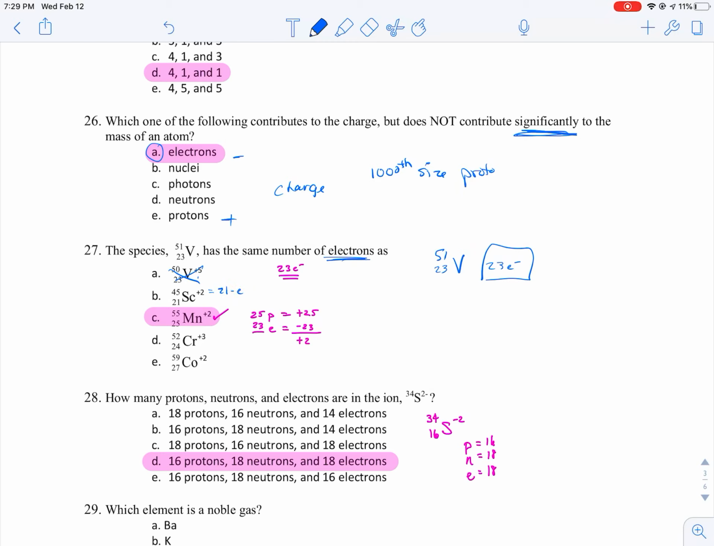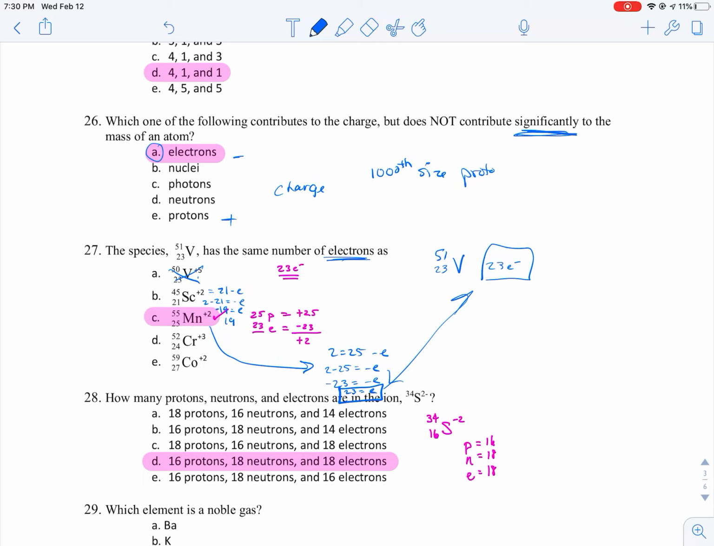So 2 equals 21 minus the number of electrons. So 2 minus 21 is your negative number of electrons. So negative 19 is your number of electrons. So that one has 19. So that's your scandium one. And this one is 2 equals 25 minus your electrons. So 2 minus 25 is equal to your negative electrons. So negative 23 is equal to your negative electrons. So 23 is equal to your electrons. You'll notice those are the same.